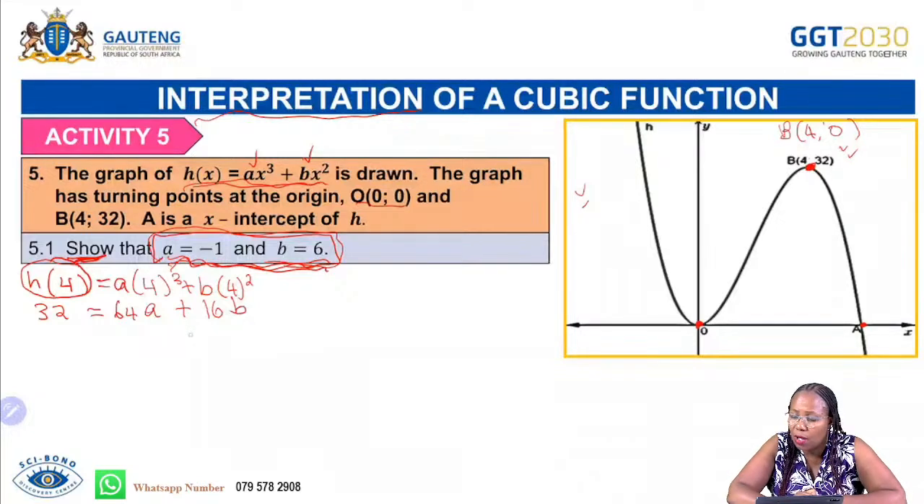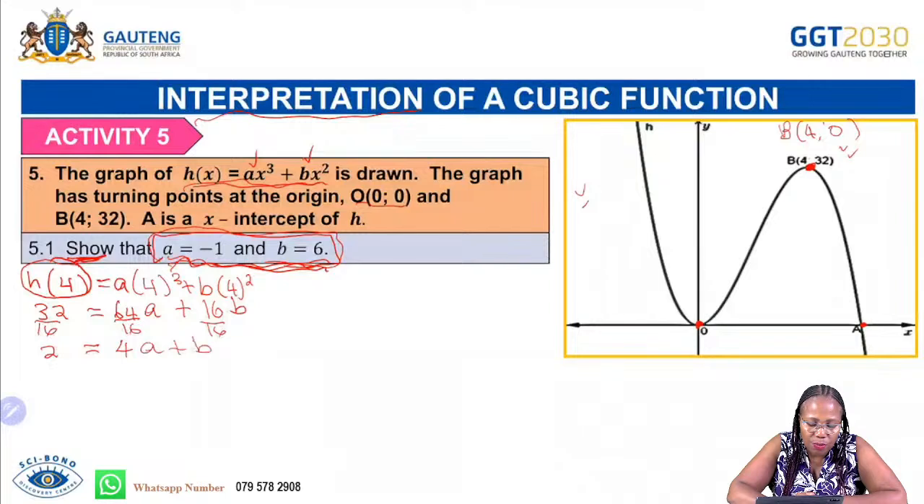And then from here now, we can simplify this and divide by 16 throughout. So each and every term, divide by 16. 32 divided by 16 is 2. 64 divided by 16 is 4a. And 16 into 16 only once, then it will be 1b there. Now we make b the subject of the formula. We transpose 4a to the left. It will be 2 minus 4a this side. So that is our first equation there.